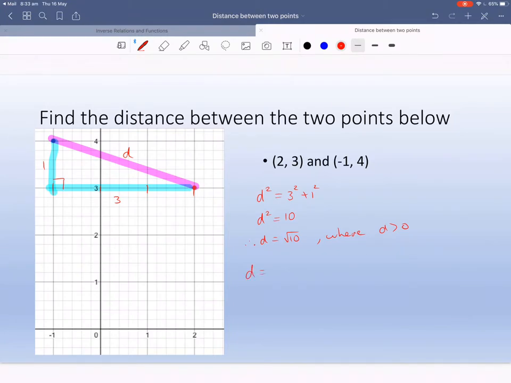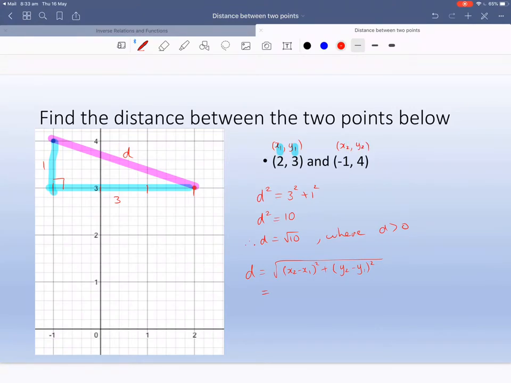So D equals square root, and we can do it either way. So we go x2 minus x1 squared plus y2 minus y1 squared, okay? Now, the only thing we need to do is label which one's x1 and y1 and x2, so I'm just going to start here. It doesn't matter which order we do it. The only thing that you need to keep consistent is that if that's 1, that needs to be 1. And so this will be x2, y2, okay?